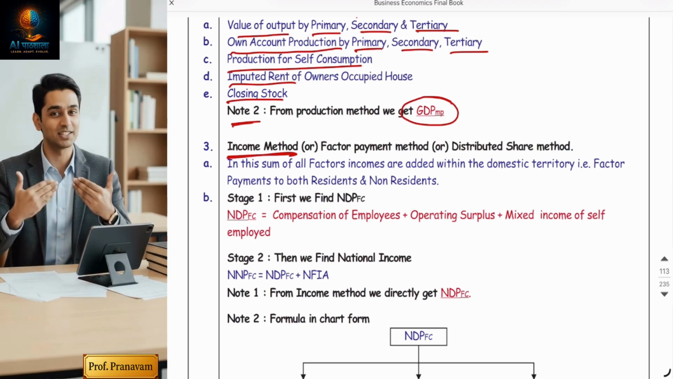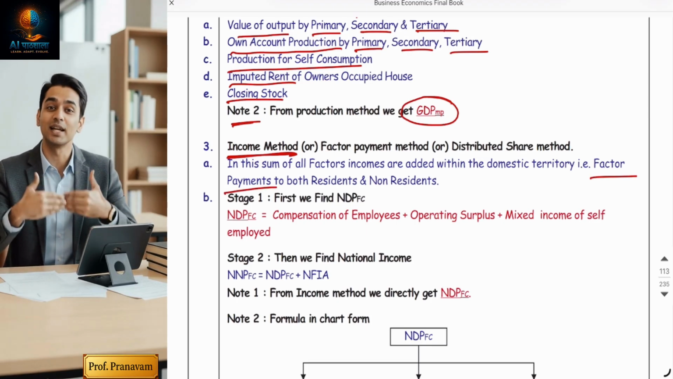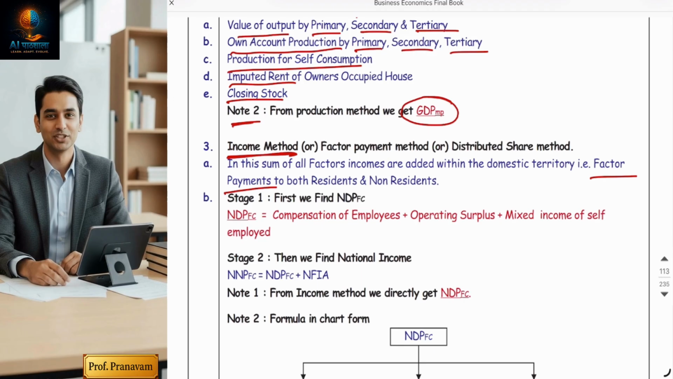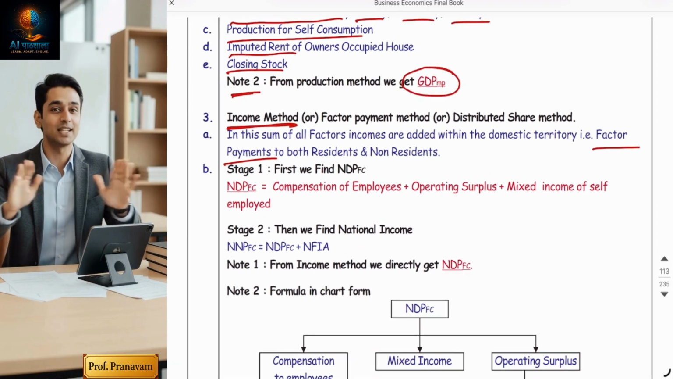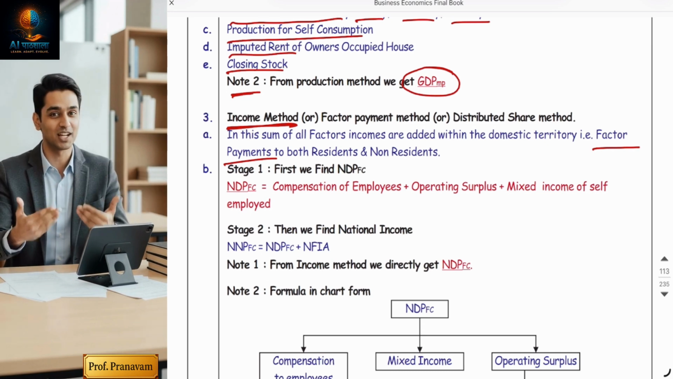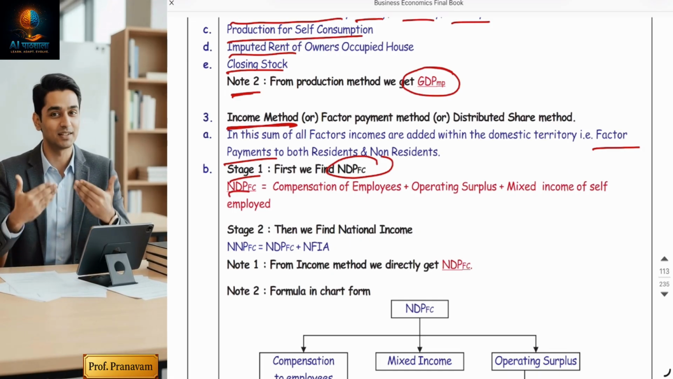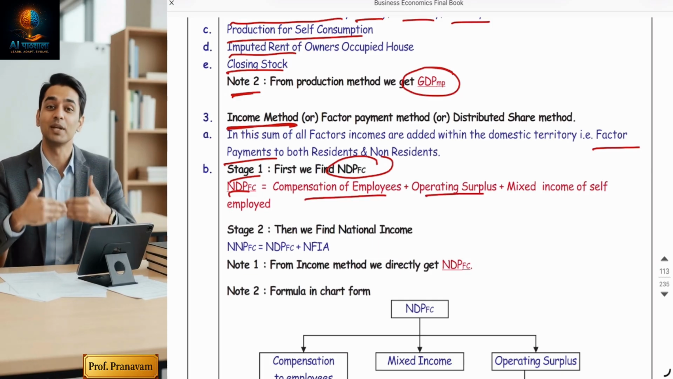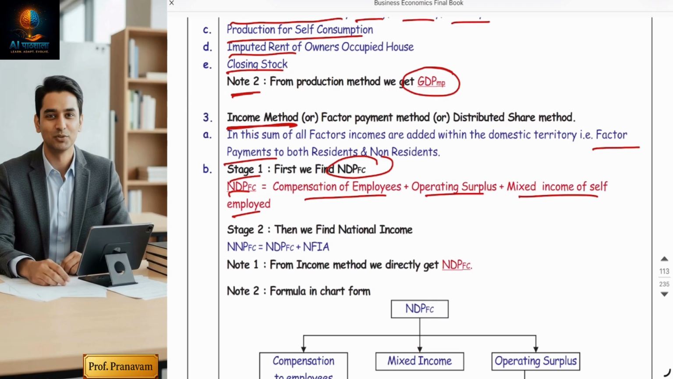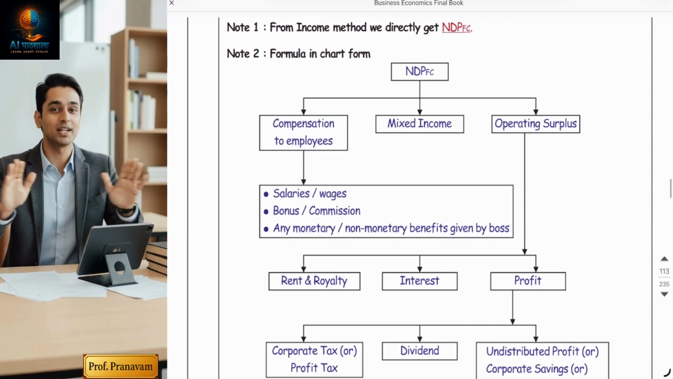In this method, the population's income is calculated directly. That is, factor payments are added: land, labor, capital, and entrepreneur income. So in this first stage, we find NDP at factor cost, directly NDP, no GDP. In NDP, we get compensation of employees plus operating surplus plus mixed income of self-employed. It is nothing but NDP at factor cost.